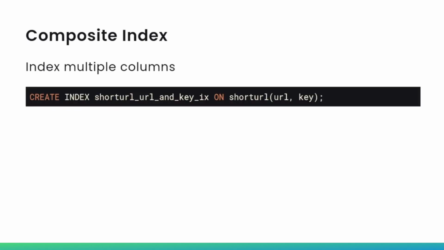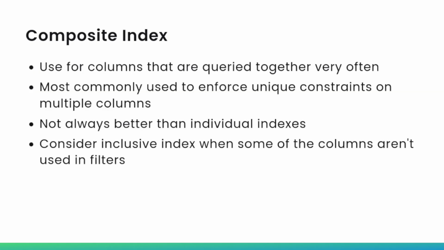Finally, we have composite indexes. I don't have any use case here that makes sense, but I just wanted to include them because you should know that B-tree indexes can be used for indexing multiple columns, okay? So in this case, we have an index on both the URL and the key. Doesn't make much sense, but you can do that. This is what the syntax looked like.